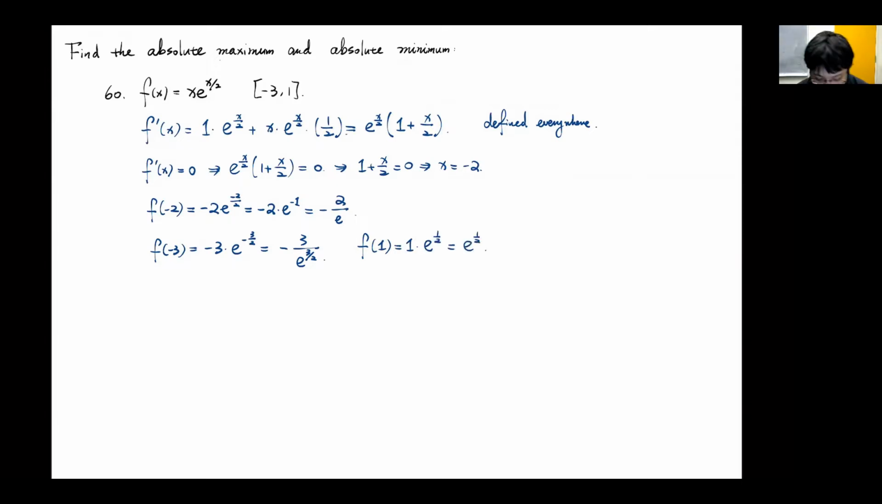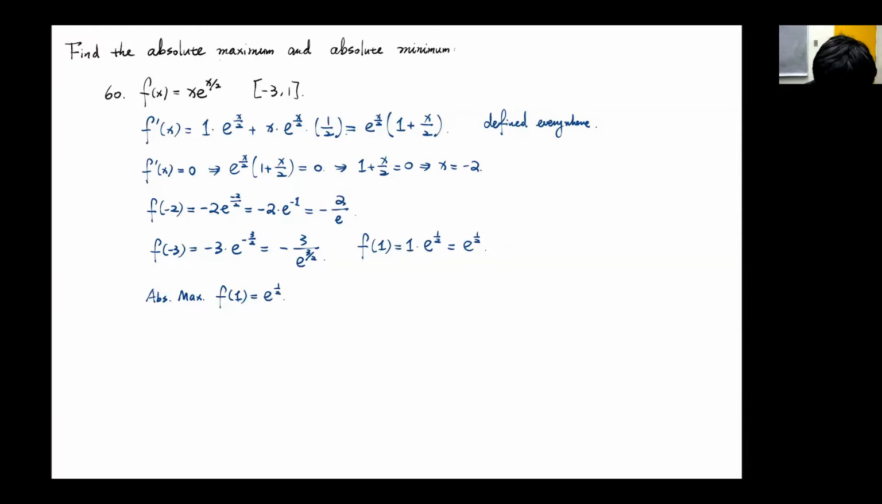All right, so these are the values we obtained, and we need to figure out which one is the largest. And clearly, f of 1 is the largest because all the other values are negative, so we could directly conclude that the absolute maximum is precisely f of 1, which is e to the 1/2 power.